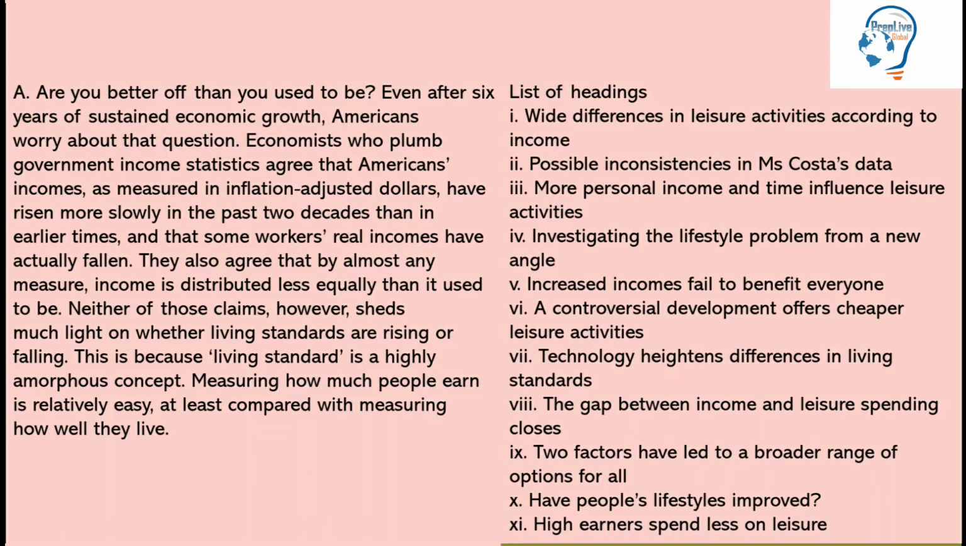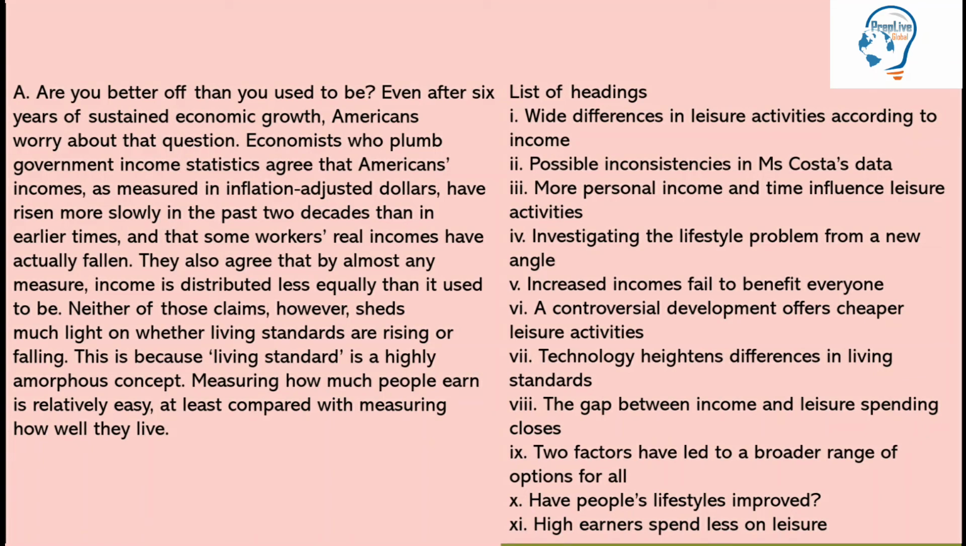Next option is investigating the lifestyle problem from a new angle. What is written? Lifestyle. Here the lifestyle word is there and living standard was there in the passage. But they are saying from a new angle. New angle is not there. New point of view is not there. So this option is cancelled. Increased incomes fail to benefit everyone. They haven't talked about increased incomes. This option is also wrong.